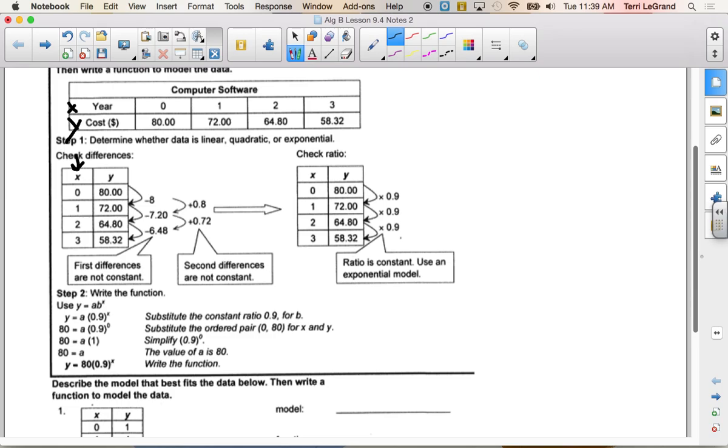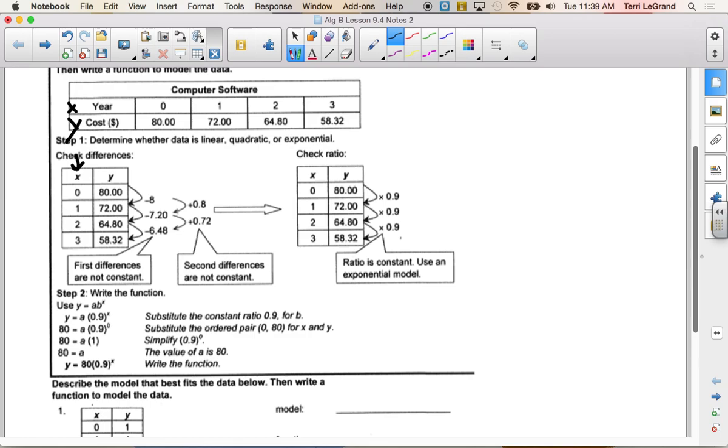Well, the first differences weren't constant. So then they went on to do the second differences and found out they weren't constant. So that ruled out which two models? The first differences weren't constant, and the second differences weren't constant. Linear and quadratic, yeah. So now we have to move on and say, well, then is it exponential?